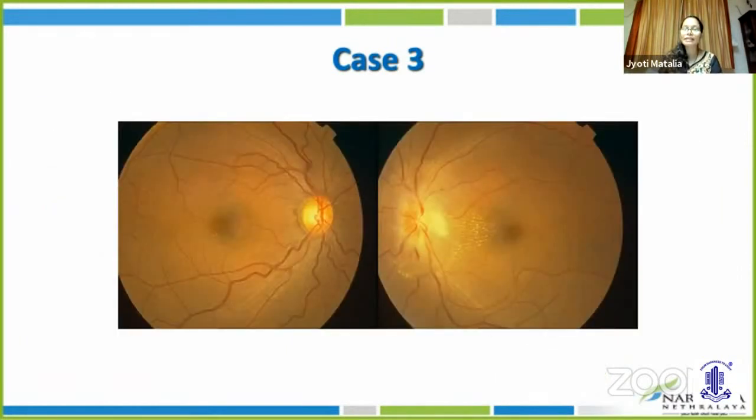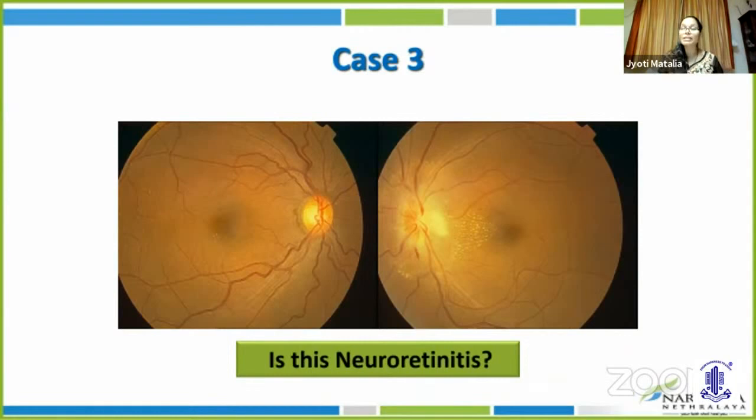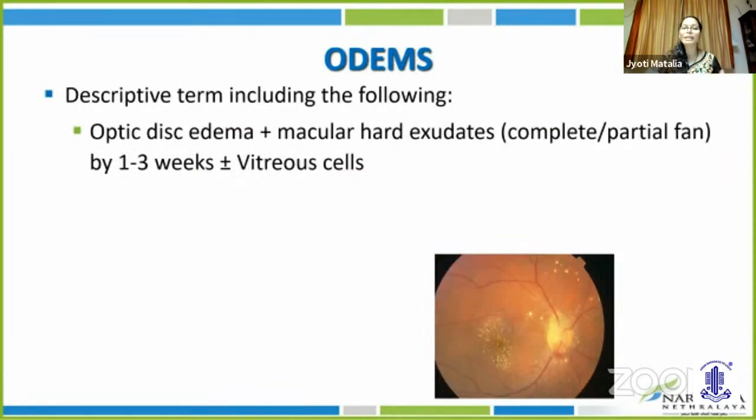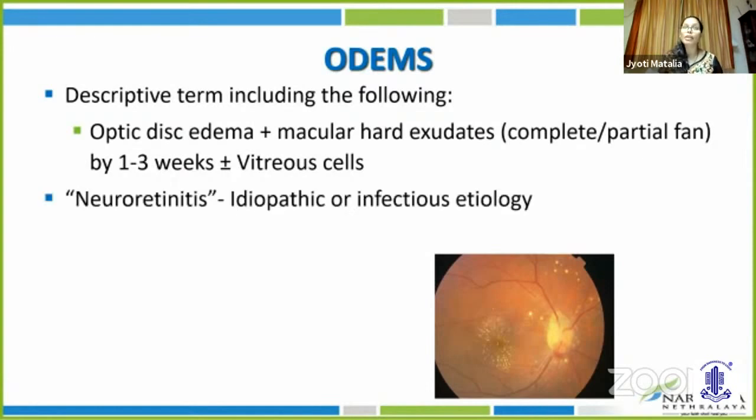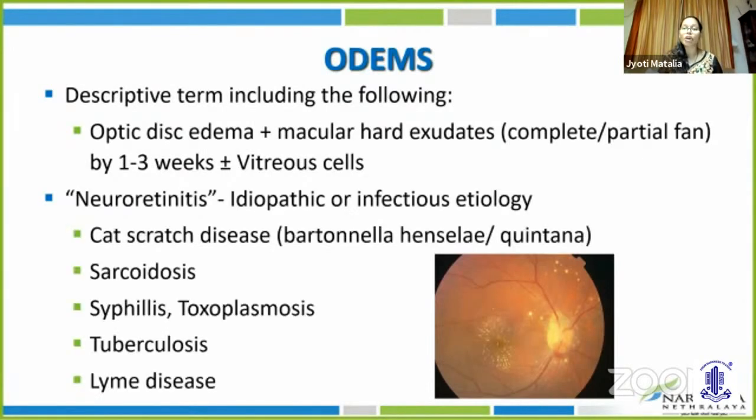We looked at the discs, and as you can detect, there's a presence of disc edema with a macular star. So is this neuroretinitis? What is neuroretinitis? It is a descriptive term: an optic disc edema with macular hard exudates and plus or minus vitreous cells.